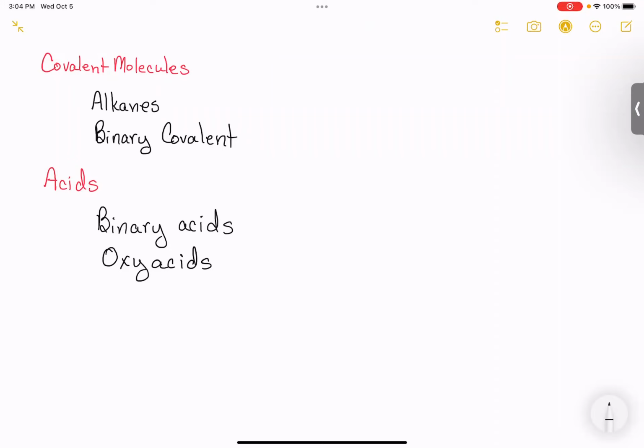So now we're going to move on to covalent molecules, specifically alkanes, and then binary covalent molecules. Finally, we're going to pick up with acids. There are 2 types of acids that we will discuss: binary acids and oxyacids. The types of acids we're going over are called inorganic acids, because there's a whole realm of organic acids. But we're going to be dealing with the inorganic acids.